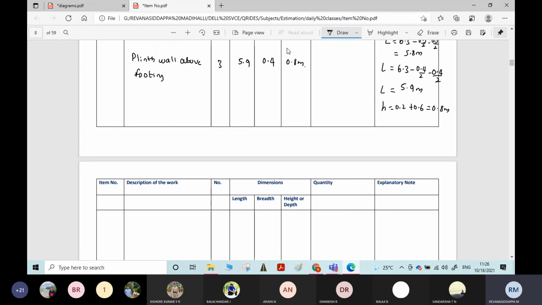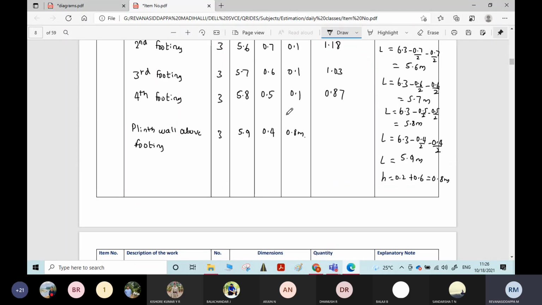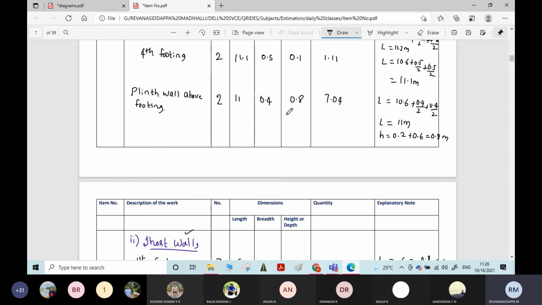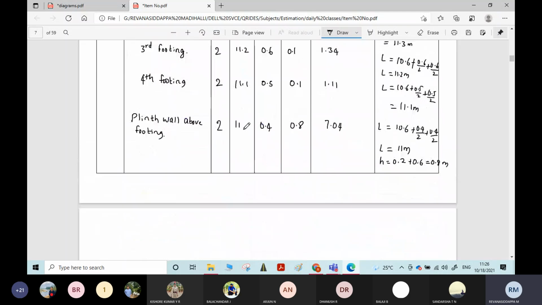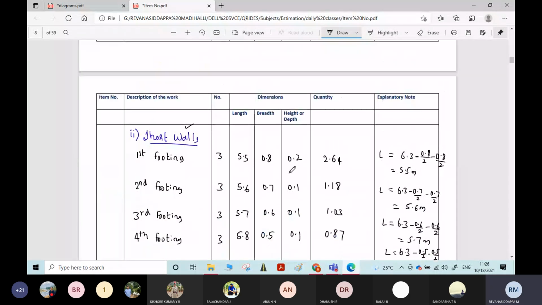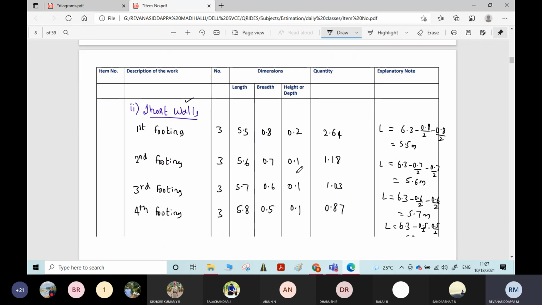If you observe the calculations for the long walls and the short walls, only the length varies. There is a change in the length. Width and height remain the same. There is a change in numbers as well as length. You can simply copy from the previous calculations to save time.